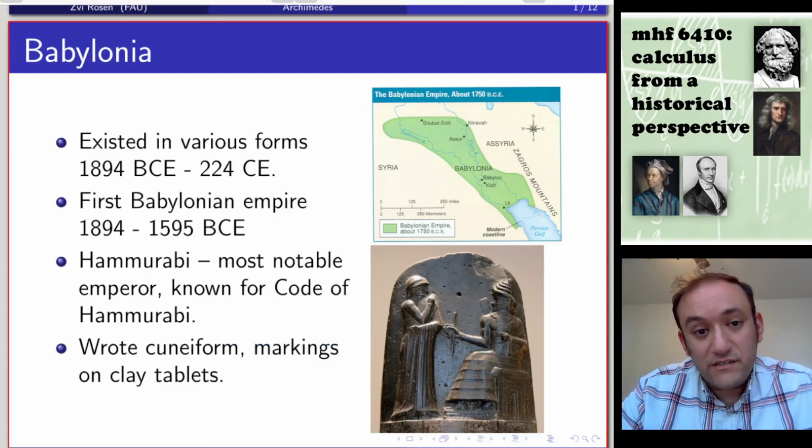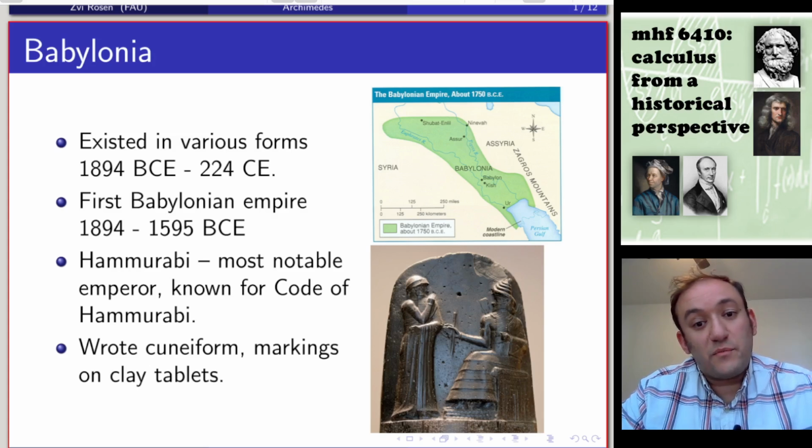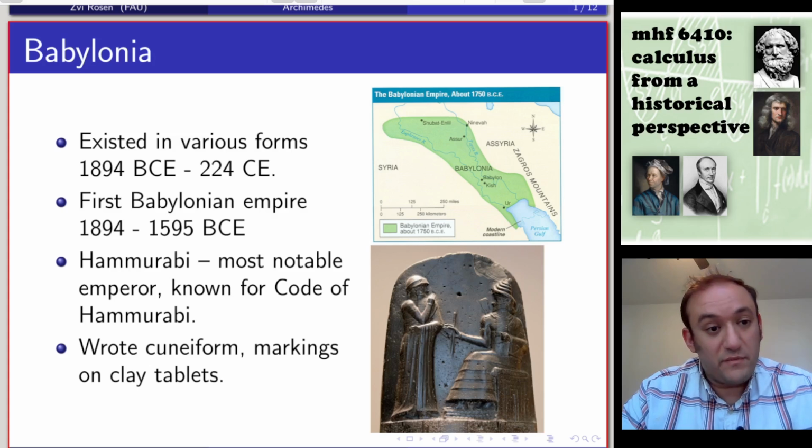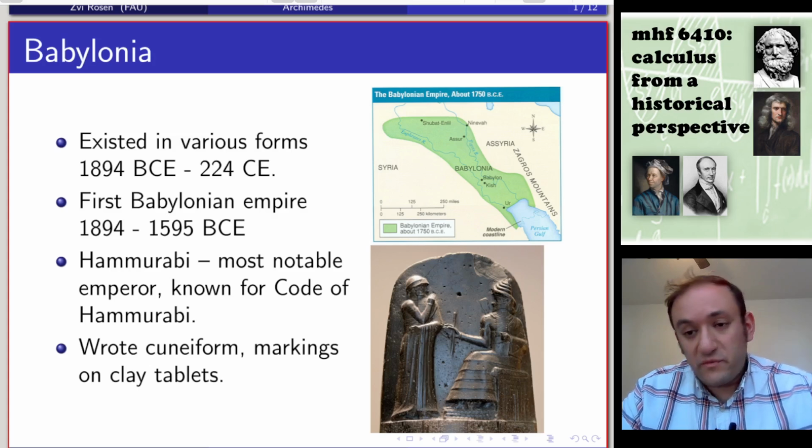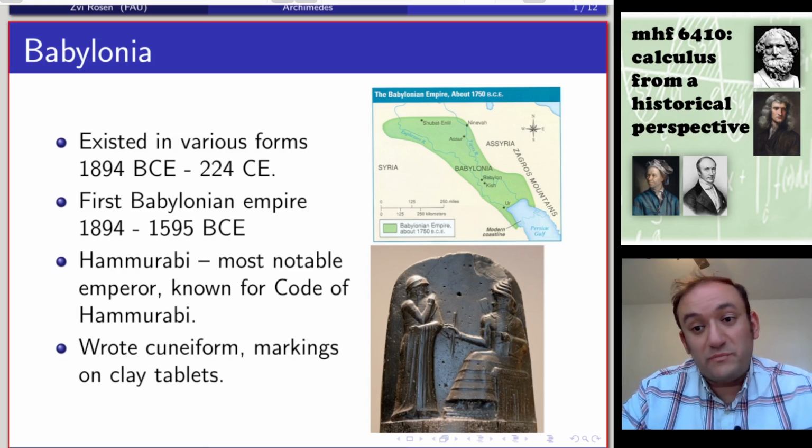This is an empire situated in the Middle East, sitting on the Persian Gulf, in the region called Mesopotamia between the Tigris and Euphrates rivers. It existed in various forms over a very long stretch of time, 1894 before the Common Era up to 224 in the Common Era. But we're going to be focusing on the first Babylonian Empire. This is also sometimes called Old Babylonia, or OB. This was focused in 1894 to 1595 BCE.